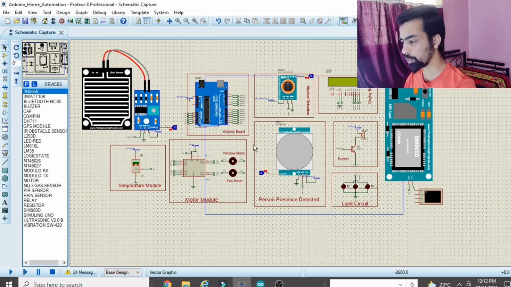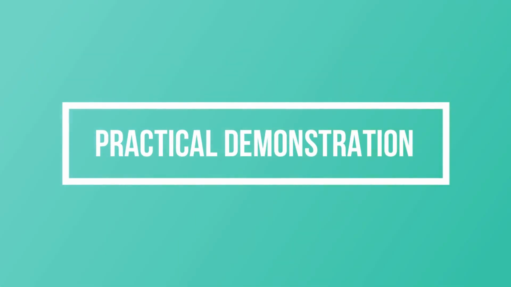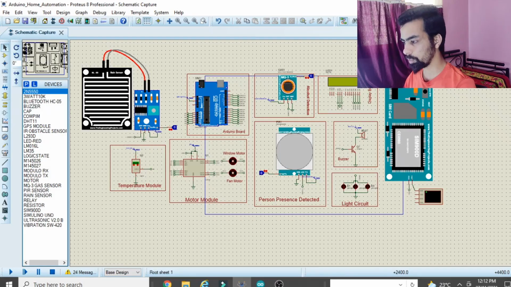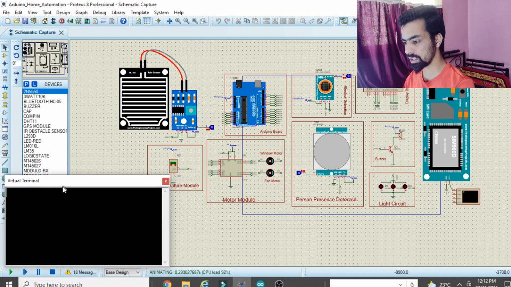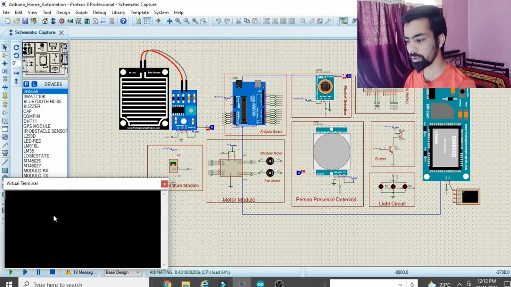Now we will see the output of this project, that is how to run this project. If you have this project on your side, then you have to click on this run button. Once you click on this run button, you can see this black window will open. This black window is nothing but the GSM module of our project. In the first part we will see the gas sensor.